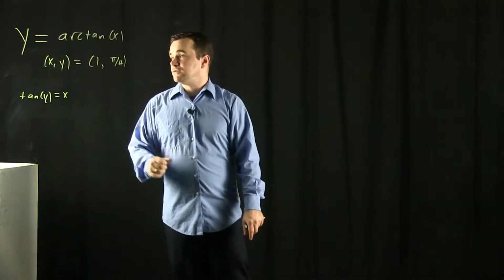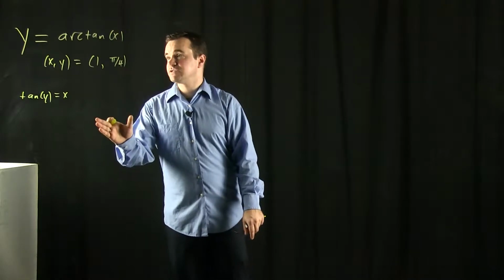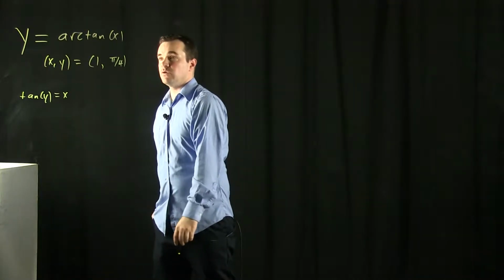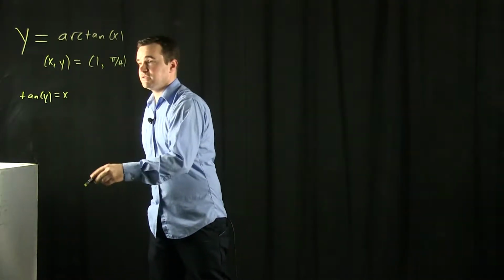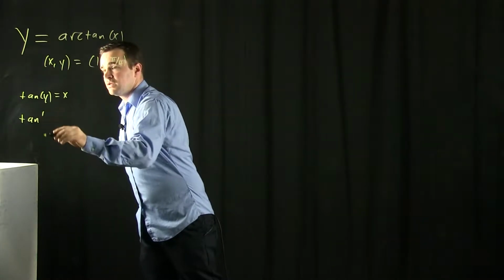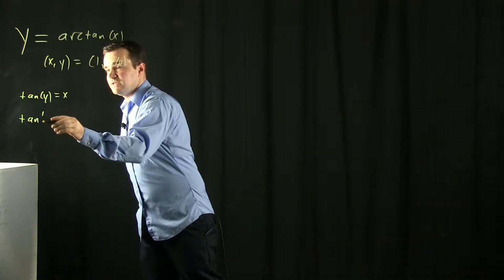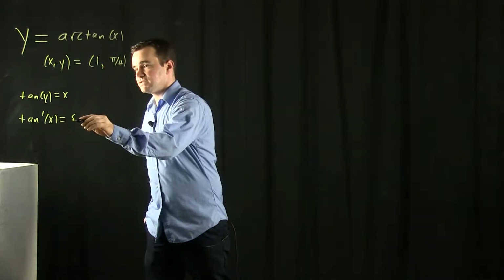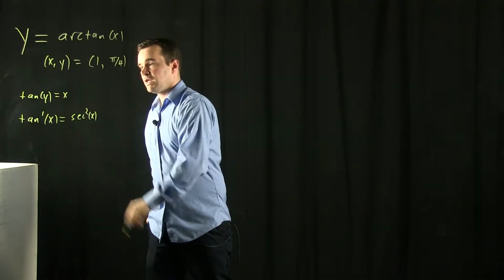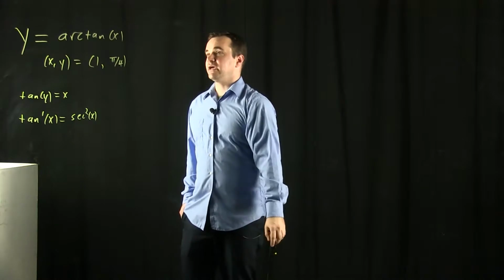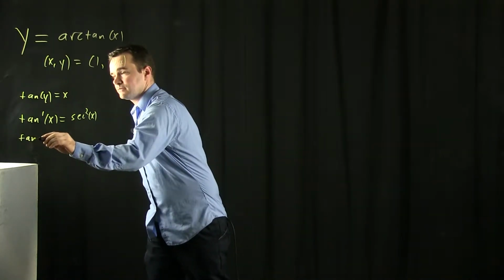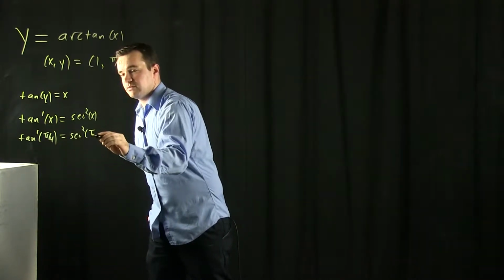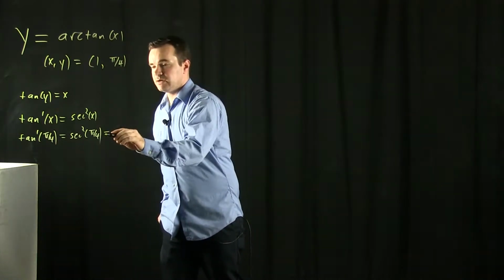And so what I'm going to do is take first the derivative of tangent. I want to take the derivative of tangent at the point pi over 4 so that I can then find the derivative of arctangent at the point 1. So tangent, take its derivative at any point, and you're going to get secant squared. And so when I plug in x equals pi over 4 and get secant squared of pi over 4, I'll let you check that that's equal to 2.